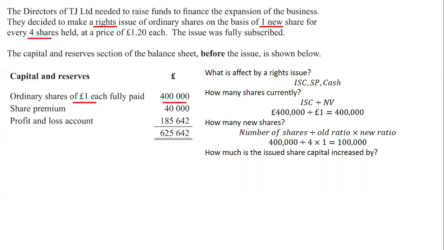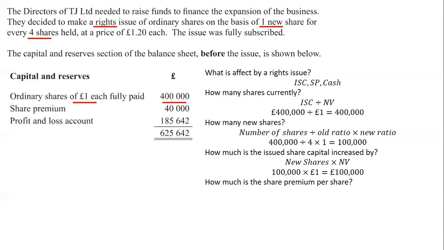Then how much is the issued share capital increased by? Well, it increases by the new shares times the nominal value. Remember, for issued share capital, it's just the nominal value we look at. So 100,000 times by the £1 gives us £100,000.